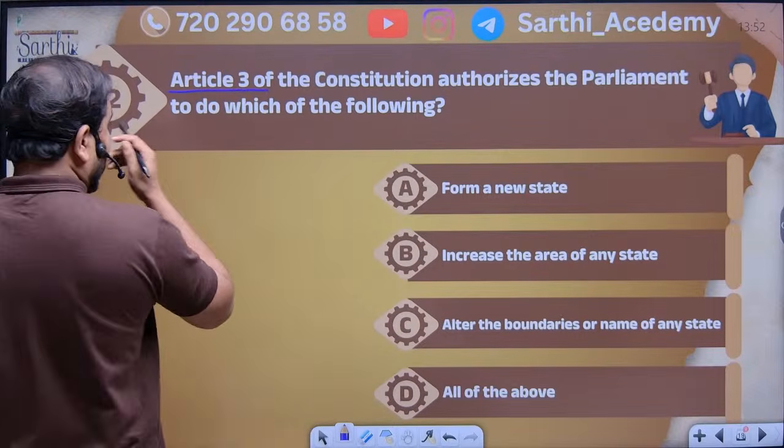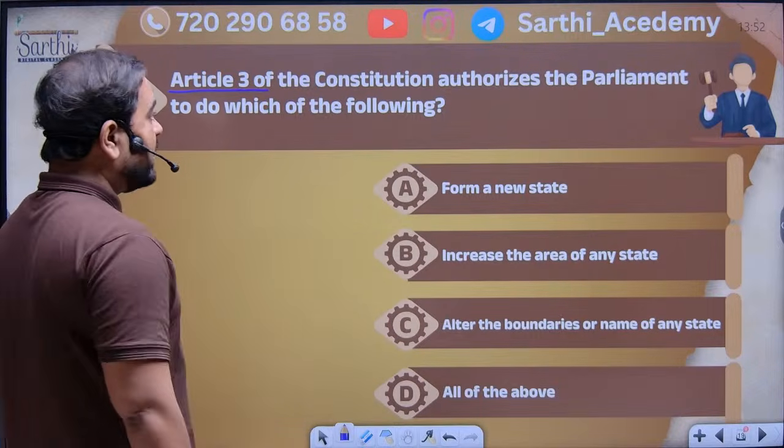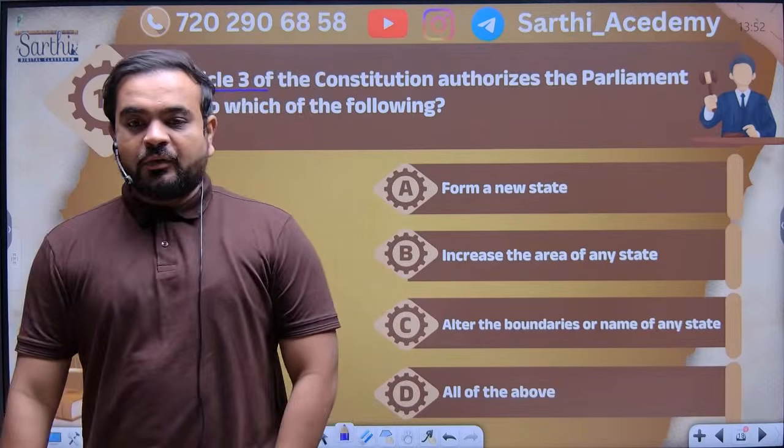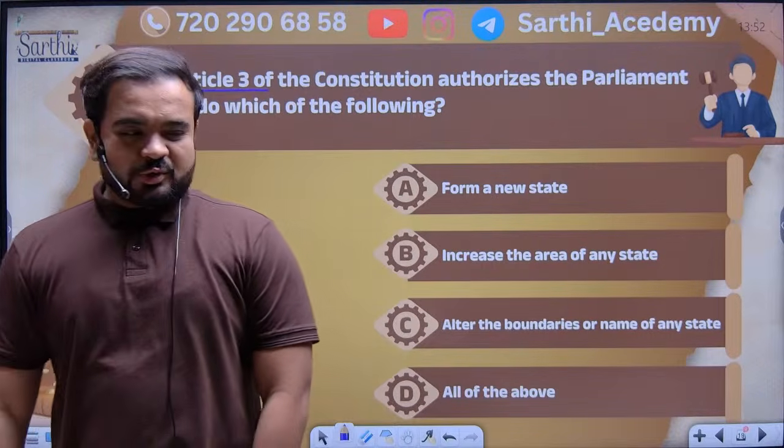Chalo, article 3. Article 3 of the constitution authorizes the parliament to do which of the following? Please answer. Why? Why no answer is a little difficult.